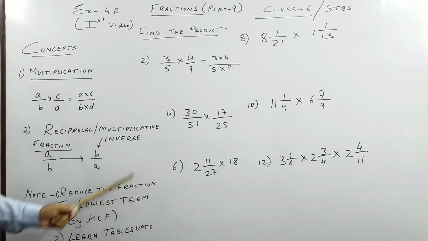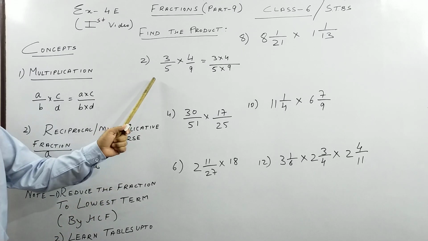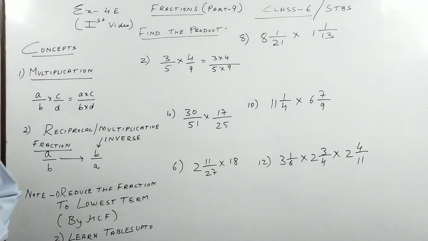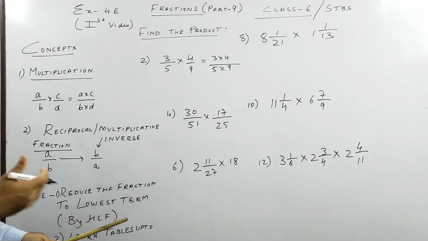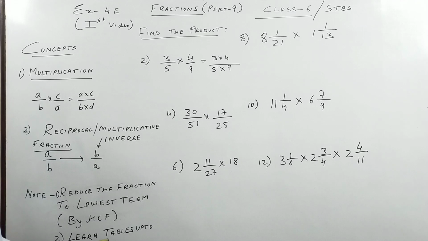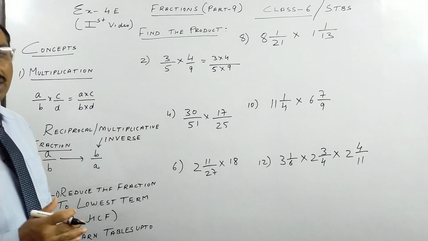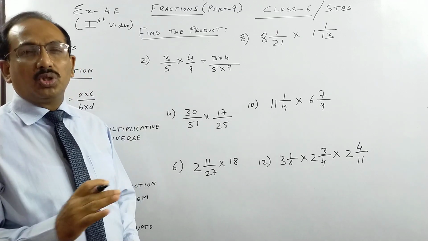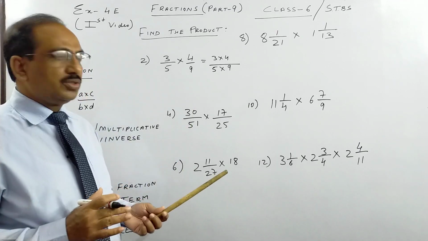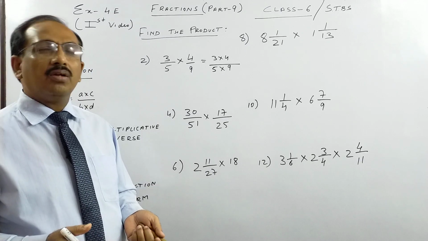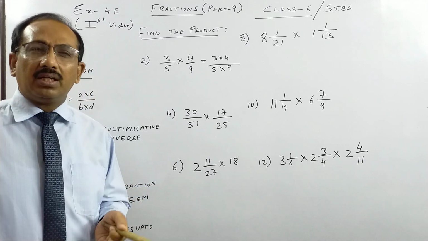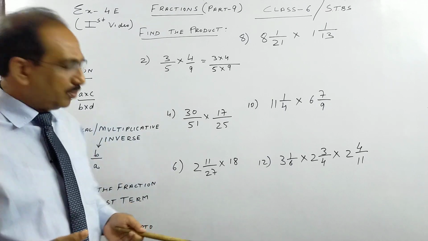Reduce the fraction to the lowest term, which means if something can be cancelled, we cancel it by their HCF, or you can do it in steps by taking prime factors. And one thing is very important, children, please learn tables up to 20. If you want to be good in maths, you have to learn tables. There is no choice, because everywhere, those who are good in tables will do any chapter better than those who have not learned the tables up to 20.